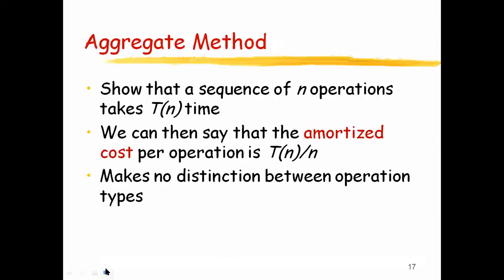Next, the aggregate method. In the aggregate method, I already told you, a sequence of n operations we call T of n. We can say that the amortized cost per operation is T of n divided by n.